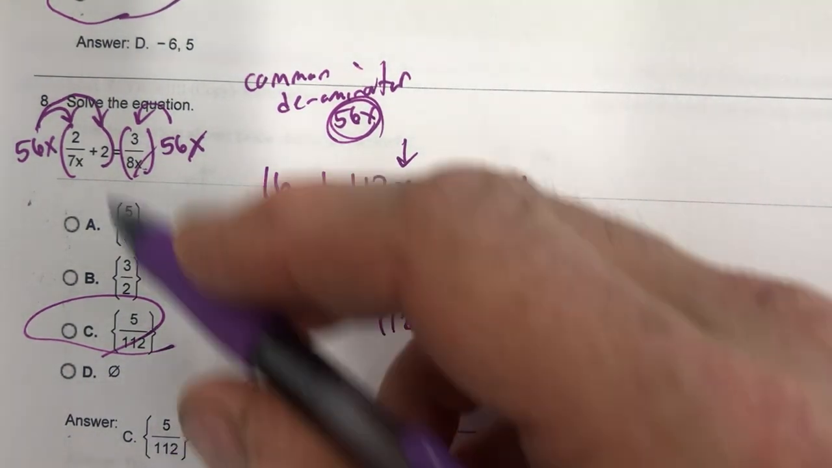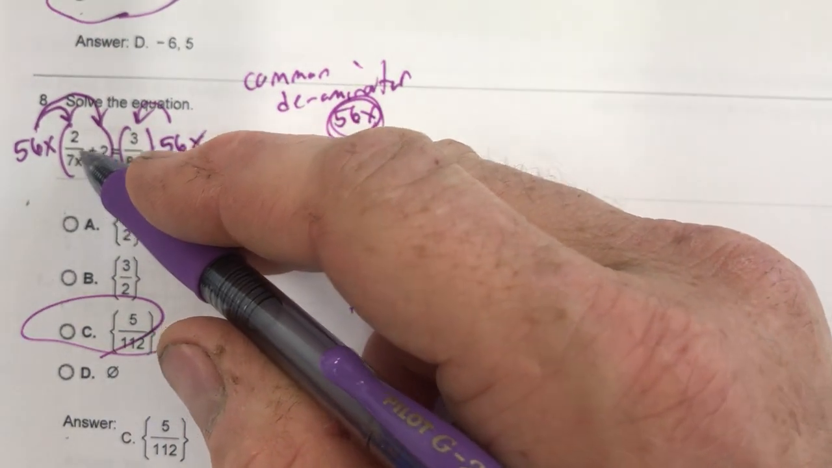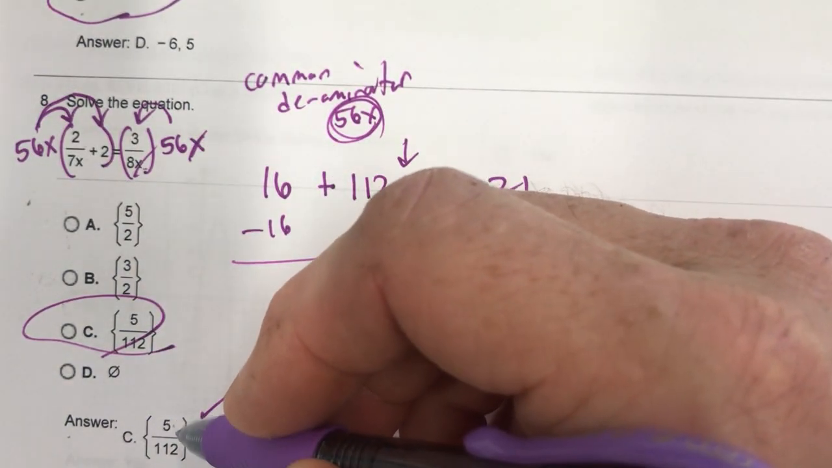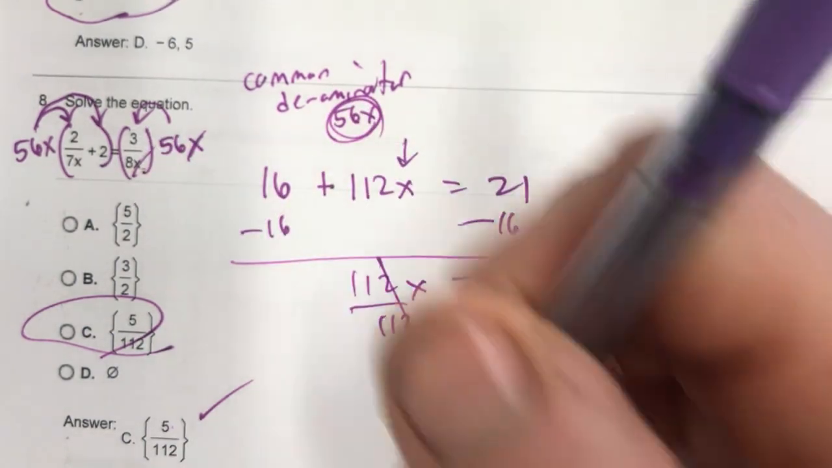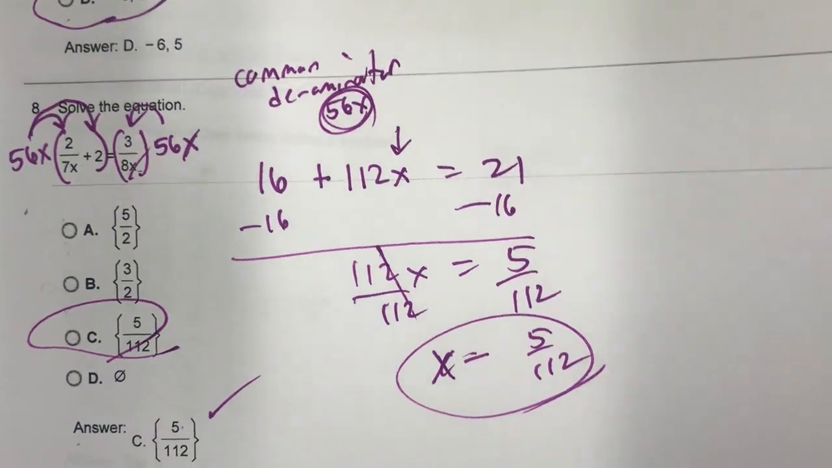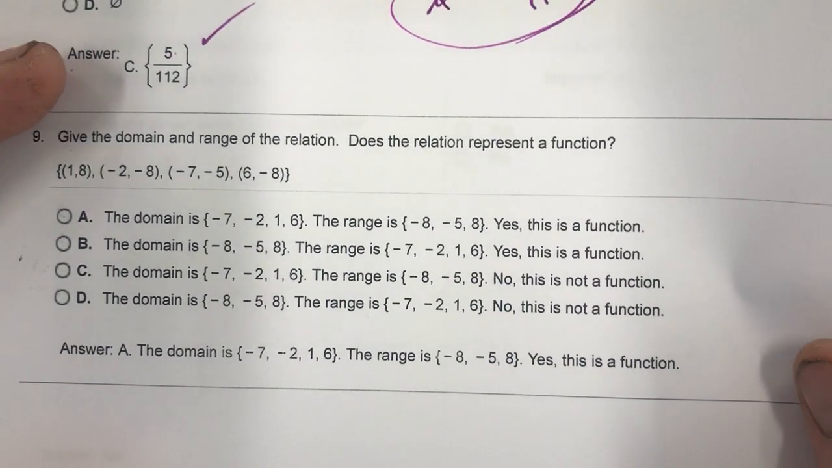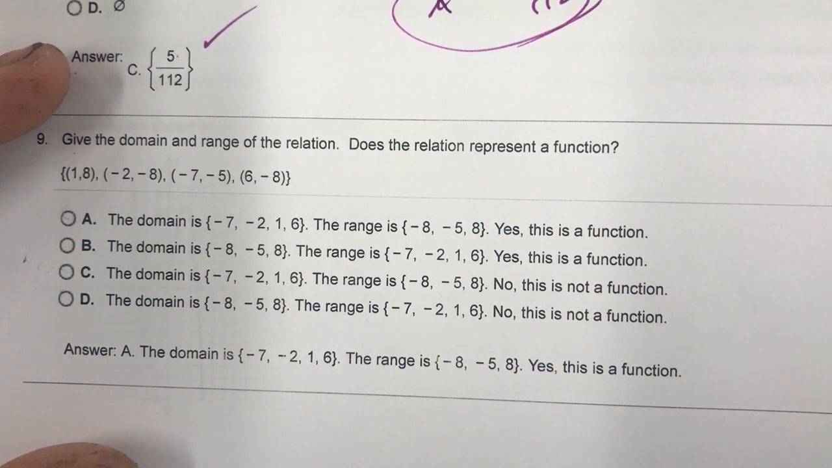Now you could plug this in and make sure it works. 2 divided by 7, and then put that in parentheses. 5 divided by 112 plus 2. You could check it that way, make sure it works. But that's right. Number 9, give the domain and range.